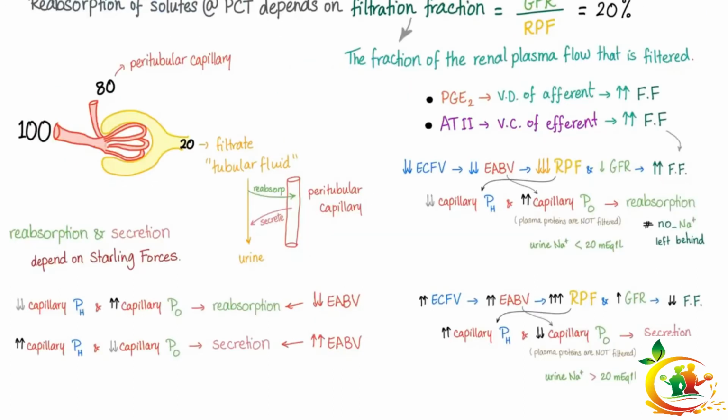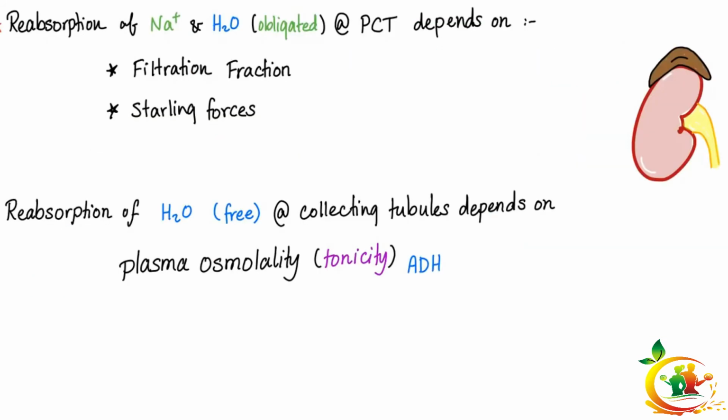We discussed reabsorption at the proximal convoluted tubule and the filtration fraction in the previous video. When you have low effective arterial blood volume, this favors reabsorption. High effective arterial blood volume, this favors secretion. Many of your professors don't understand the profundity of those 2 statements. Reabsorption of sodium and water here is obligated. At the proximal tubule it depends on the filtration fraction and the Starling forces. But reabsorption of free water at the collecting tubule, which means water without electrolytes, depends on plasma osmolality or tonicity.